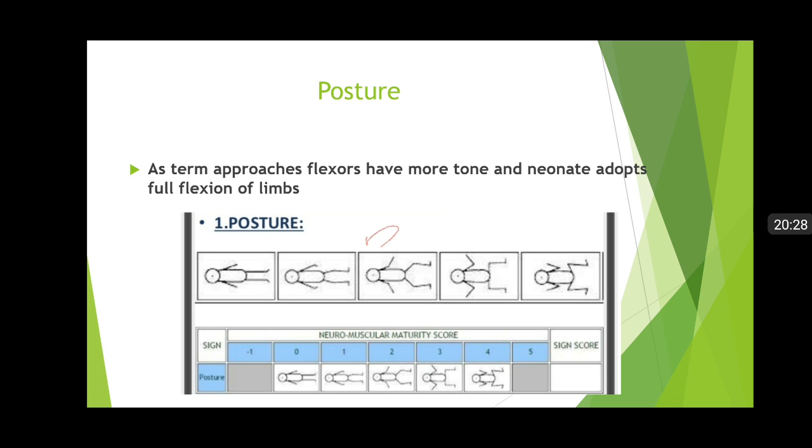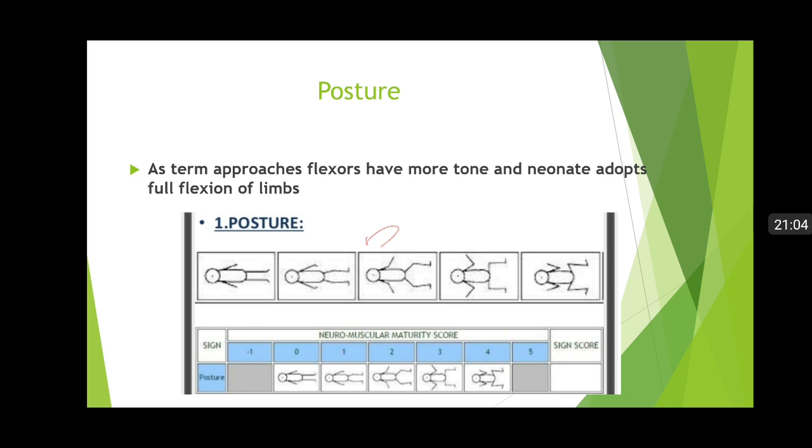Posture: as the term approaches, the flexors of the fetus increase their tone, and the neonate adopts a posture of full flexion. As we can see in this image, in the first there is a total extension of upper and lower limbs, then there is slight flexion at hip and knee, then in the third image we have flexion at elbow, knee and hip. In the fourth image flexion has increased, and in the fifth image it is full flexion.